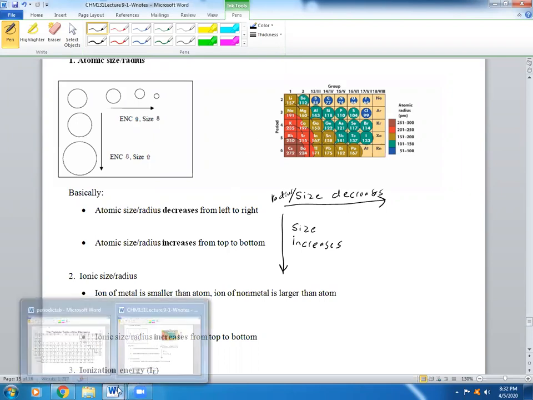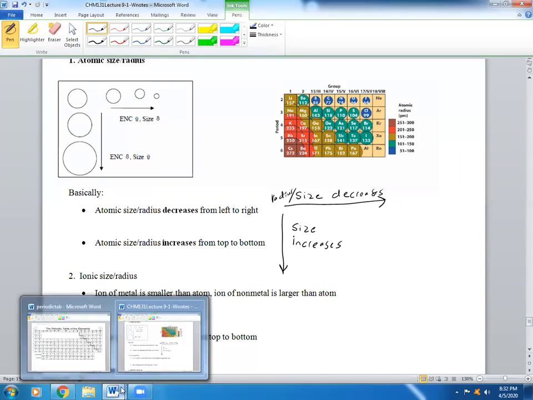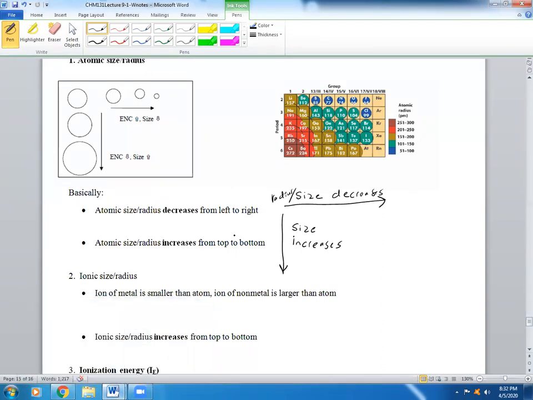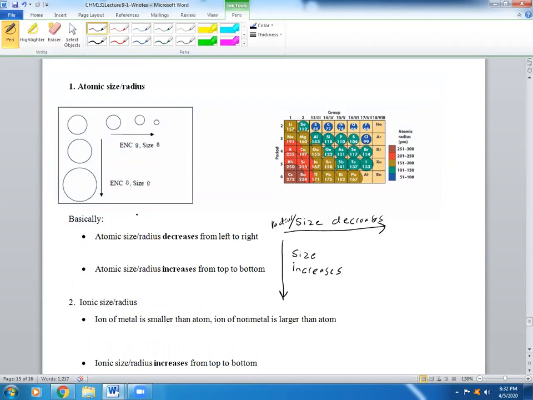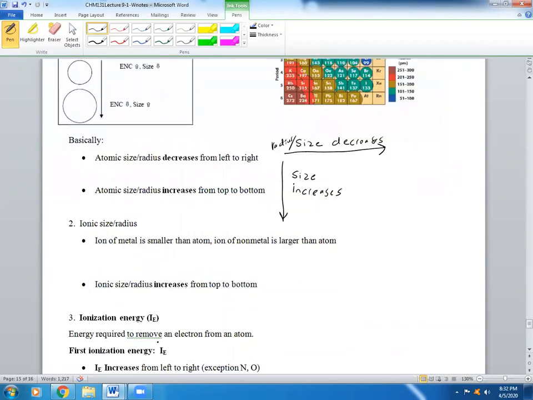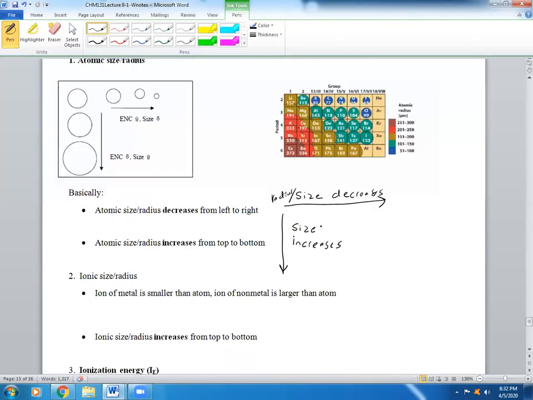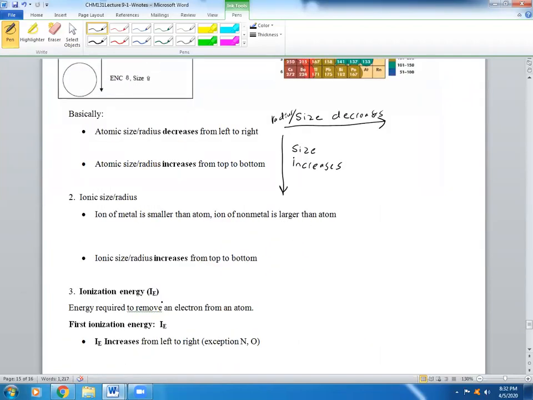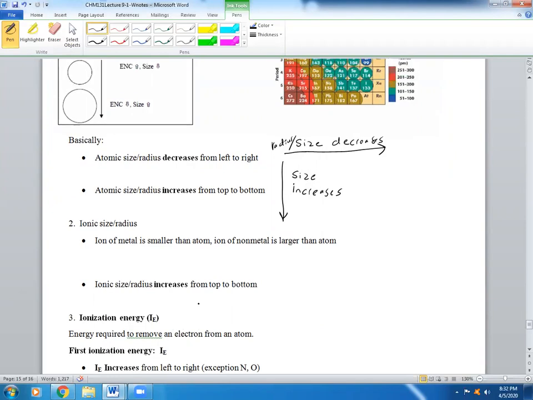Okay. I wanted to show you a picture. I'll show you two in a second. But how can I make it more logical or easier to remember? Well, number one is you need to remember one of them, because especially ionization energy is the complete opposite of size. So remember this one, and then you remember that ionization energy is the complete opposite. That way you don't have to remember both.